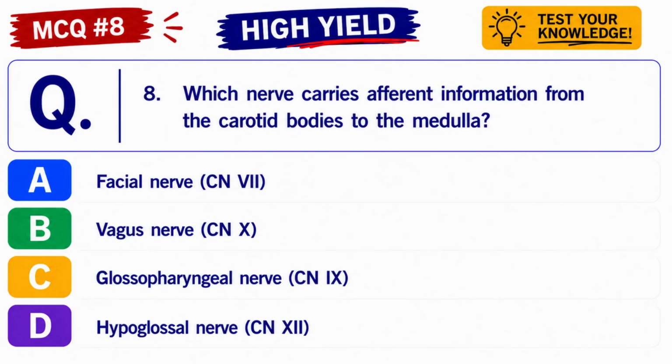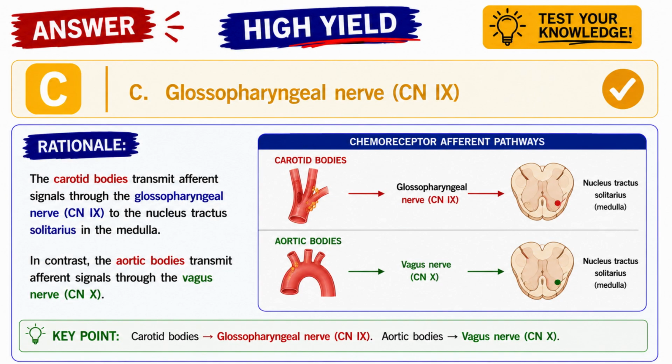A. Facial nerve, N7. B. Vagus nerve, N10. C. Glossopharyngeal nerve, N9. D. Hypoglossal nerve, N12. The answer is C, glossopharyngeal nerve, N9.